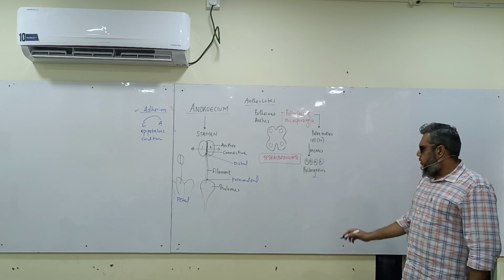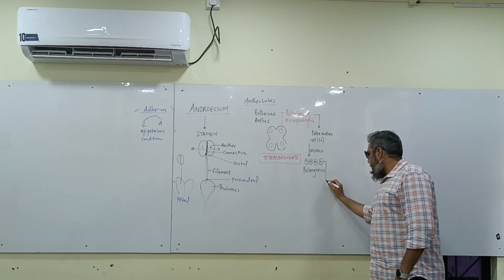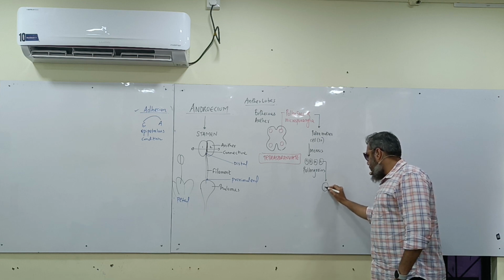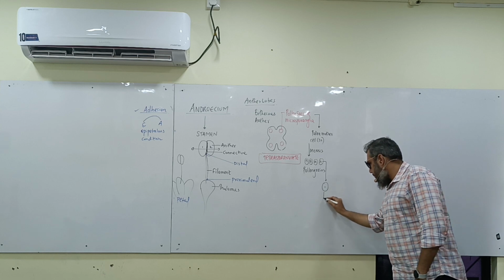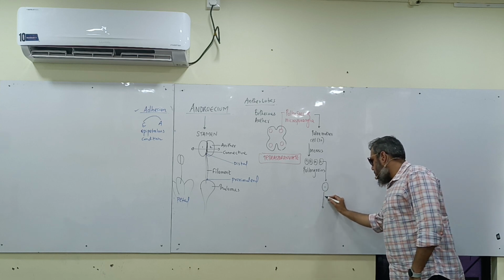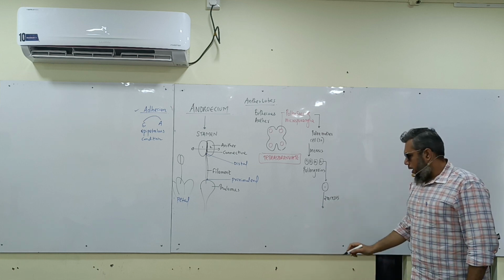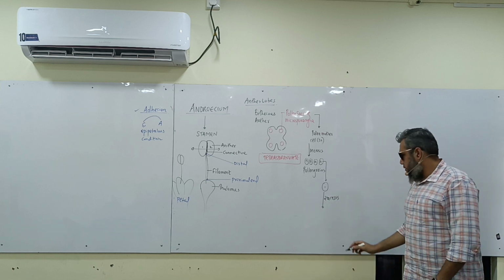Now, I'm not talking about all the four, I'm talking about one pollen grain. This one pollen grain will undergo two mitoses: first and second mitosis.